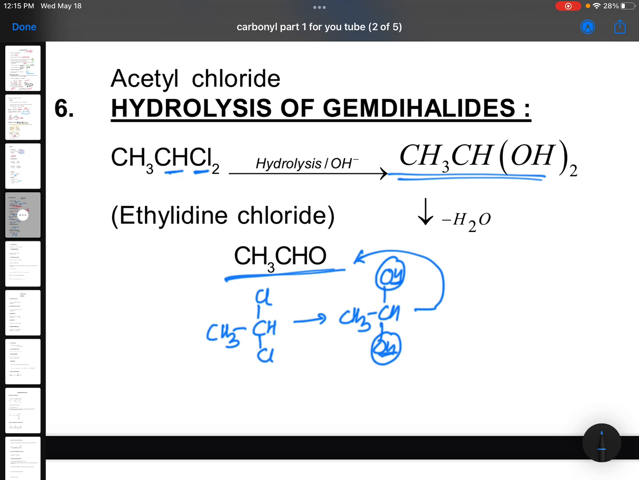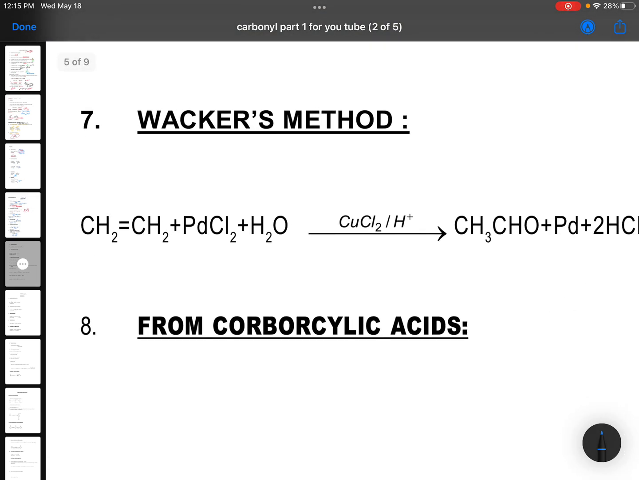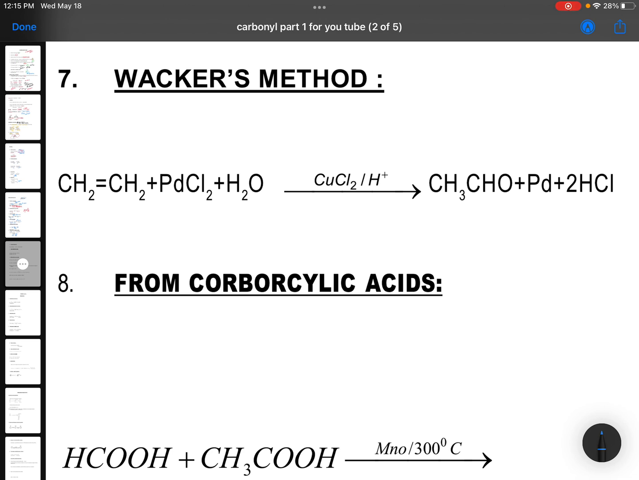Ketones, we'll discuss in the ketones class. Then Wacker's process. Wacker's process is special. When ethylene, CH2=CH2, is treated with PdCl2 in the presence of CuCl2, you get CH3CHO. Very simple. Oxygen is joining here. That's all. These two chlorines and two hydrogens leave as HCl, and palladium is reduced.